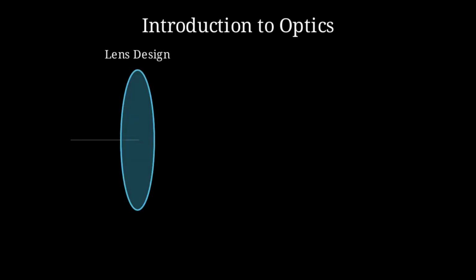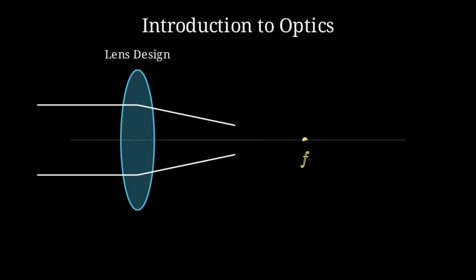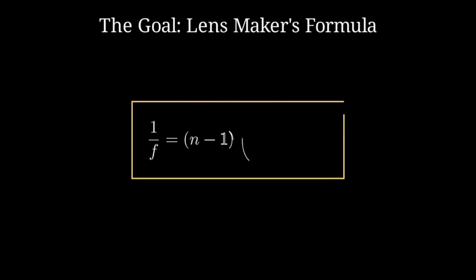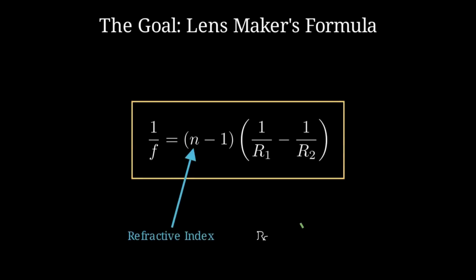Have you ever wondered how engineers determine the exact curvature needed for eyeglasses or camera lenses? The lens maker's formula is the fundamental tool that relates a lens's physical geometry and material properties to its focal length. Our goal today is to derive this famous equation. By understanding how light refracts at two distinct spherical surfaces, we can predict exactly where a lens will focus light based on its shape and material.